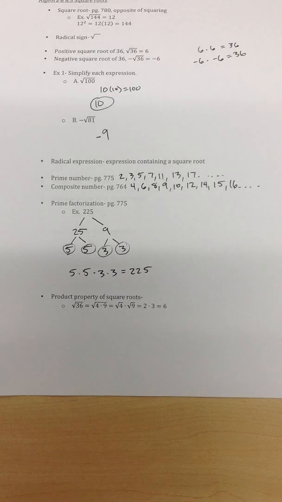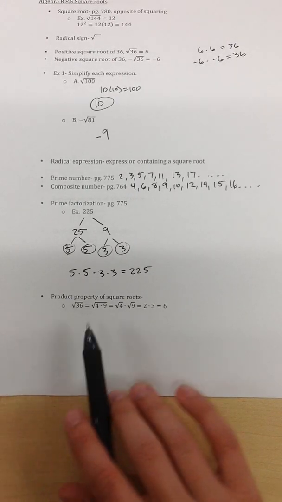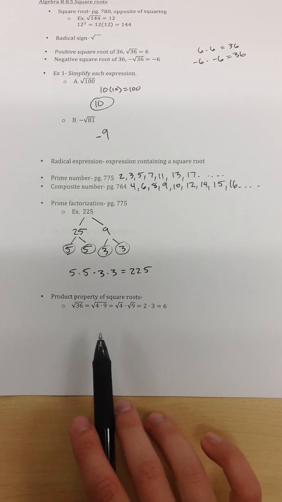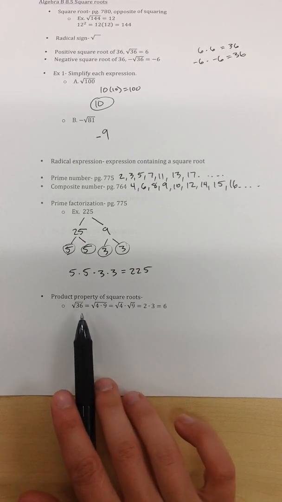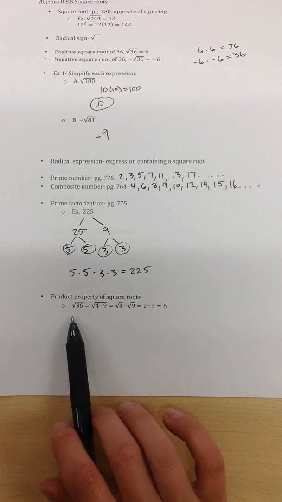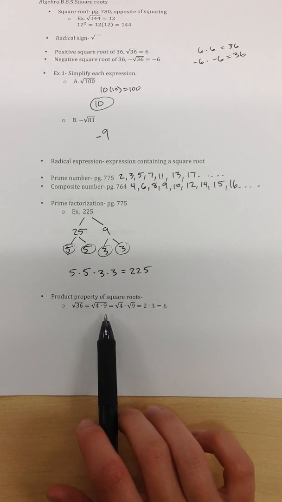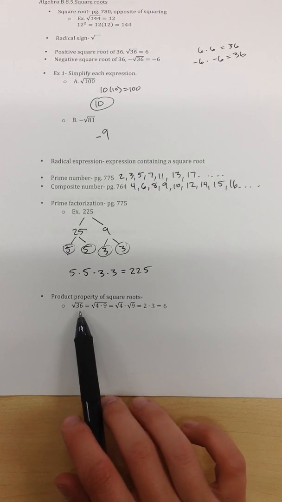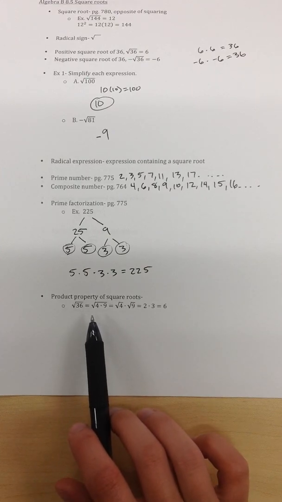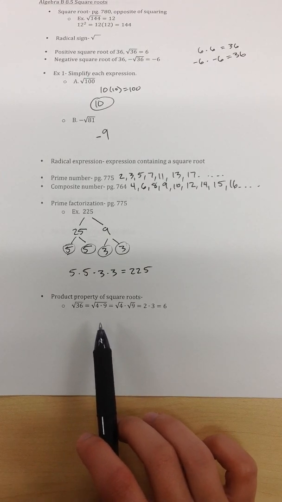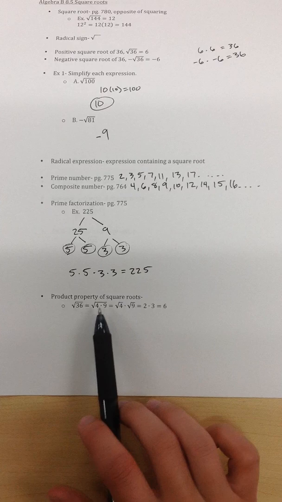Next thing we have here is the product property of square roots. So they are basically saying if we have a square root, we can break it into a multiplication problem. So if we change 36 into 4 times 9, well, 4 times 9 is 36, right? So we haven't really changed anything. We just changed what numbers are in there, but the value is still the same.